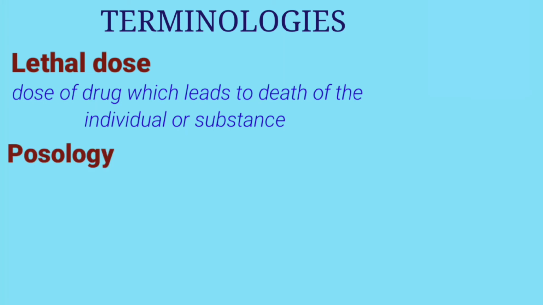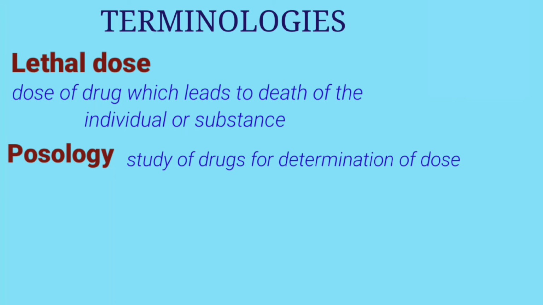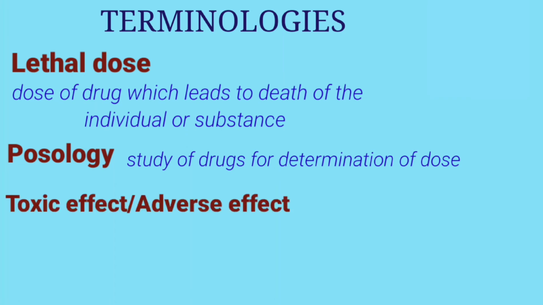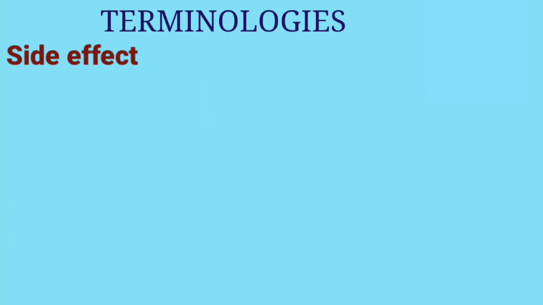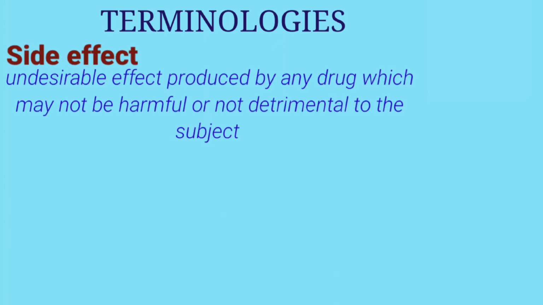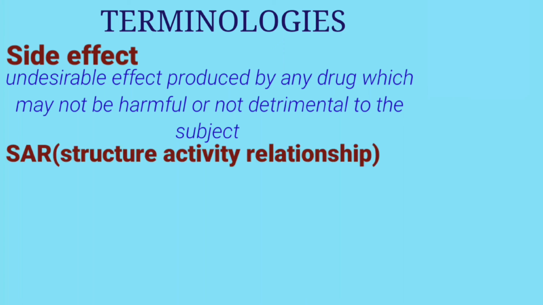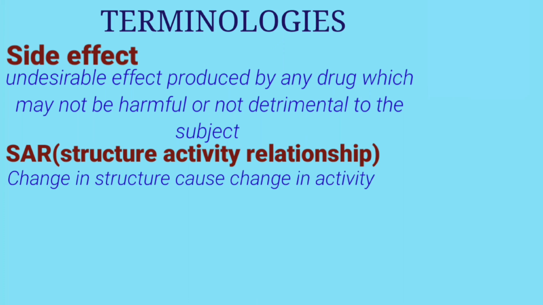Then posology. It is the study of drugs for the determination of dose. Poso means how much. Then toxic effect or adverse effect. Effect produced by the drug which is toxic or detrimental to the individual or normal functioning of the body. Then side effect. It is an undesirable effect produced by any drug which may not be harmful or detrimental to the subject. Then SAR, structure activity relationship. It is the change in structure causing change in activity.